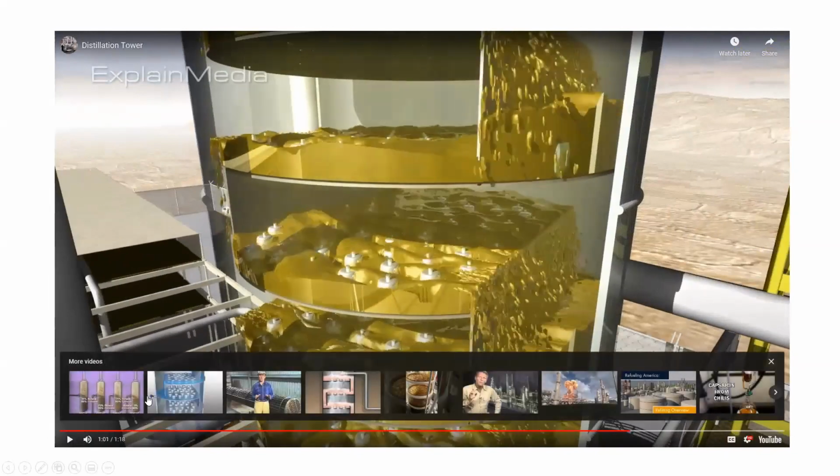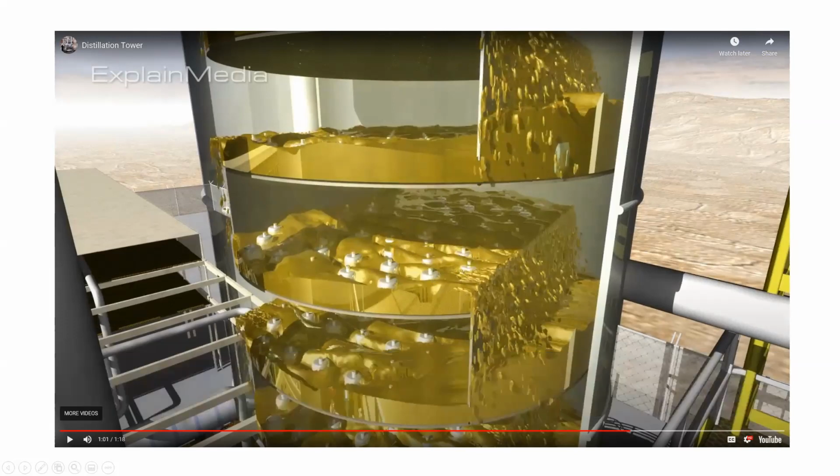I'll show more about the different types of trays in a moment, but this is a look inside what I actually mean when I say a stage. So you can see liquid is flowing in from the stage above, while vapor flows up from the stage below. This is a valve type of tray. We'll talk about the different trays in a moment, but this is how vapor and liquid are actually contacting each other on each stage.